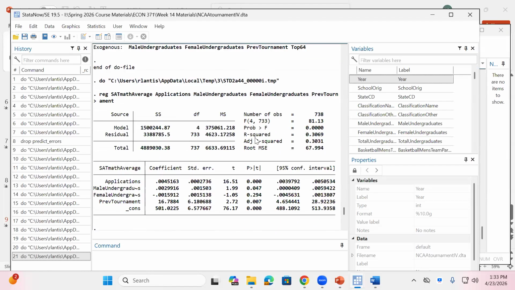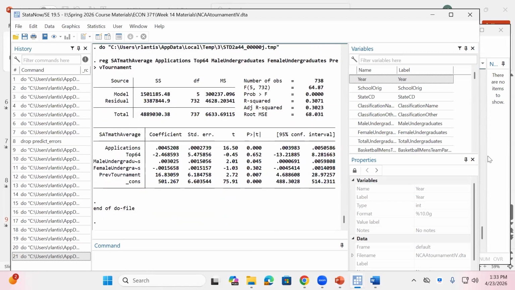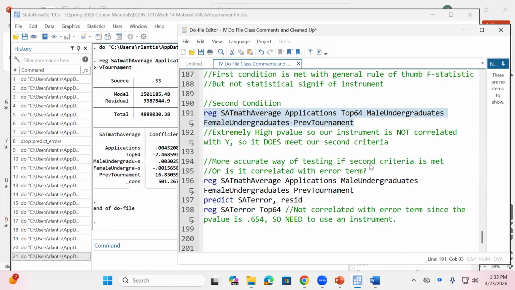All right, so we'll come back down here. Any questions before we keep moving? Then we have just one more thing with this example we'll look at. So do I even need an instrument here? I think logically there's probably things that impact both applications and my average SAT score, but maybe not, right?